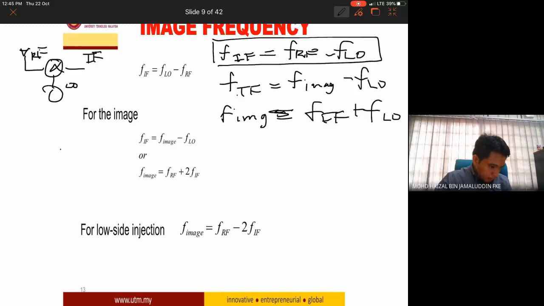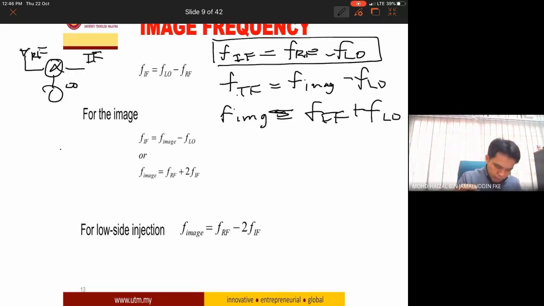From the formula above, we have two formulas. The main formula. Okay, I want to change the color.